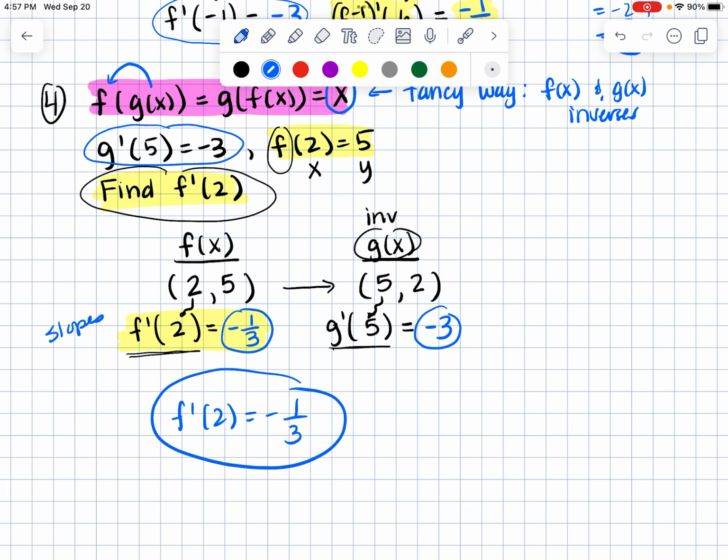Trying to figure out where my favorite question went. It's kind of sad. I don't know where I put it. I'll find it and I'll do it with you guys tomorrow.